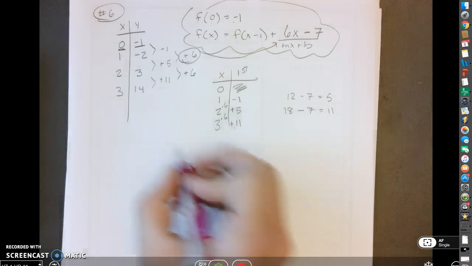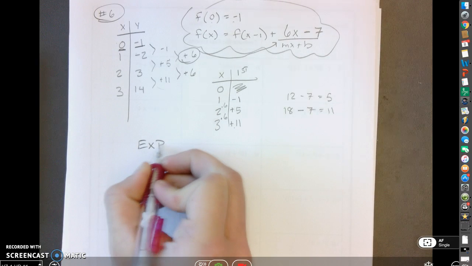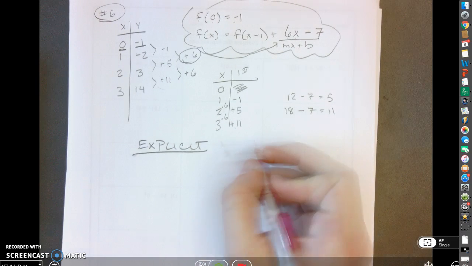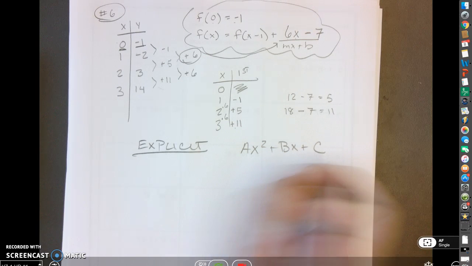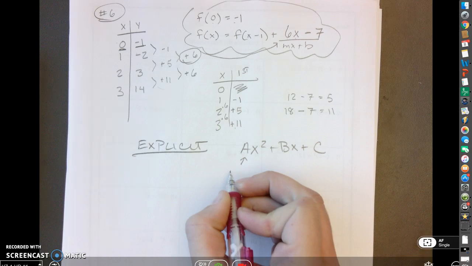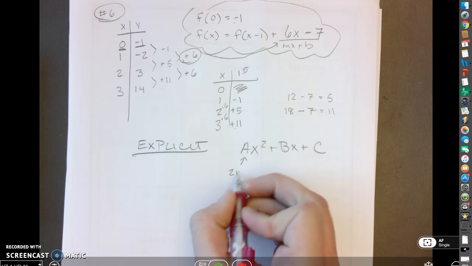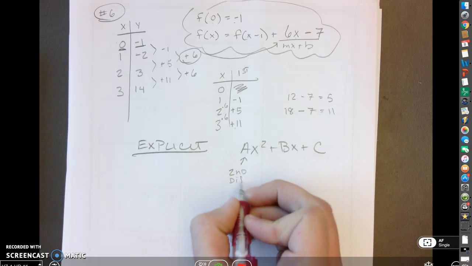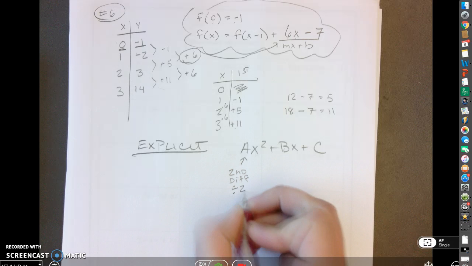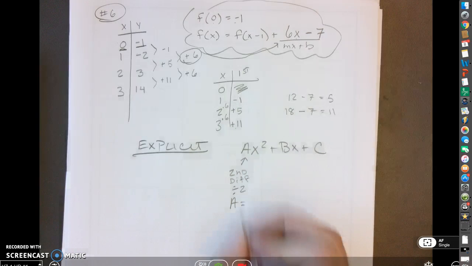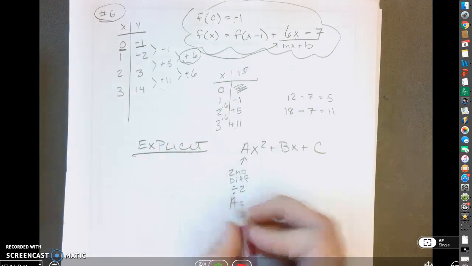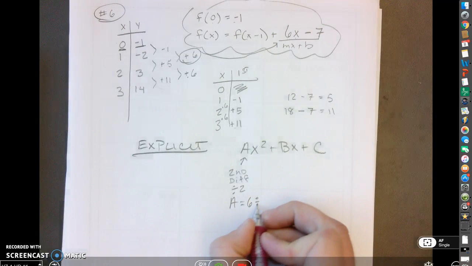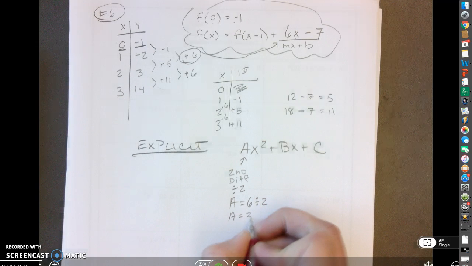Okay, now we're on to the explicit. So I need my a, x squared plus bx plus c. A is always your second difference divided by 2. So a in this case is, what's your second difference? So go back up to your table. Oh, my second difference was 6. So I do 6 divided by 2. So my a value must be 3.